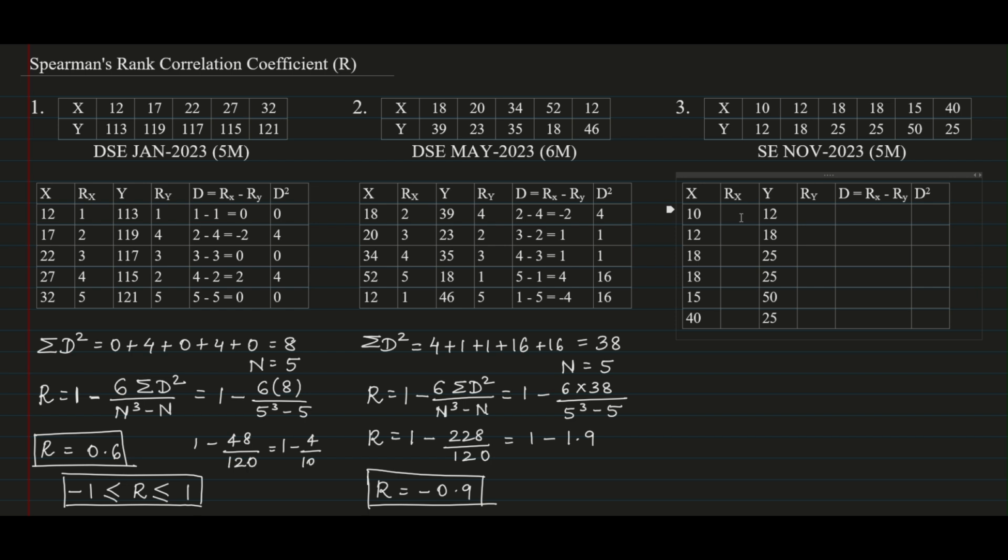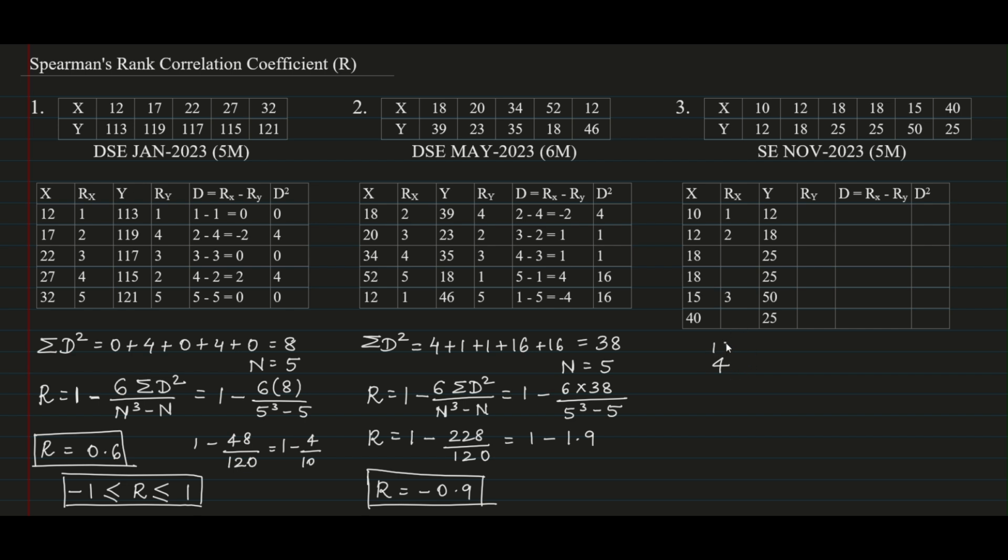Here also again we rank the elements. Let's start in an increasing order: 1, 2, 3. Now we find that there are two items having the same value 18. So how should we rank? Which element should be fifth? In such a case, with multiple items having the same value, we take the average.